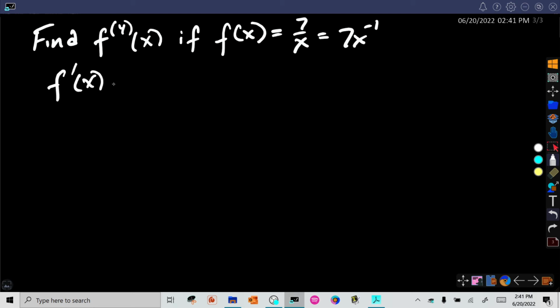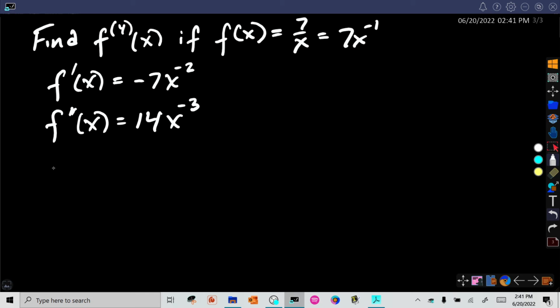So our first derivative is going to become a minus 7x to the minus 2. The minus 1 times the 7, and then I reduce the exponent by 1. The second derivative, I'm going to take the minus 7, multiply it by the minus 2, and I'm going to get 14. And I'm going to reduce the exponent by 1 again. Third derivative, I'm going to write it as 3 primes there instead of just the 3, but you can do it either way, it's fine. 14 times a minus 3 is going to be a minus 42. And this is going to be x to the minus 4.